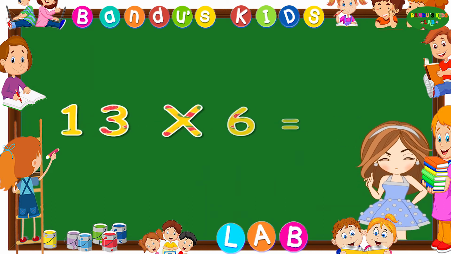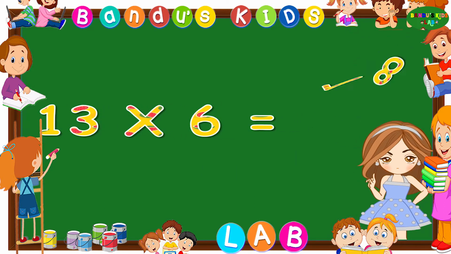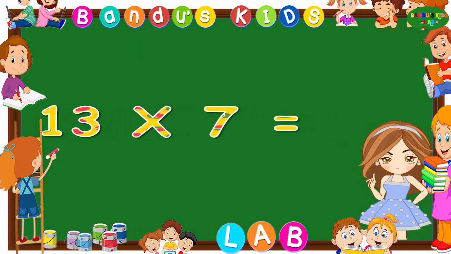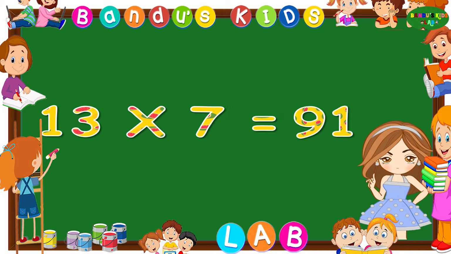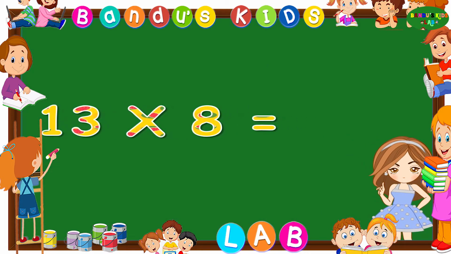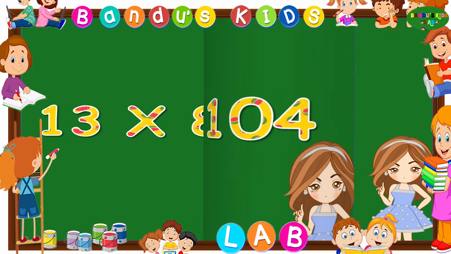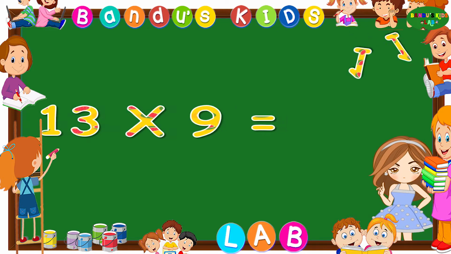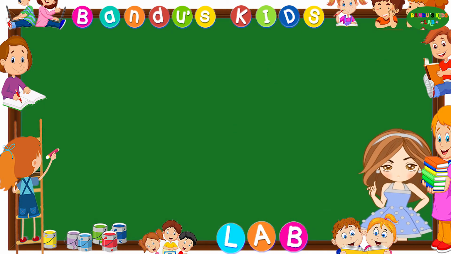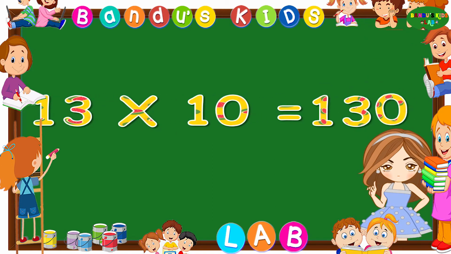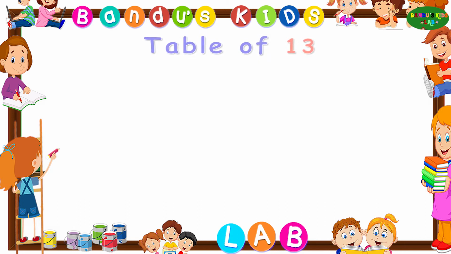13 sixes are 78. 13 sevens are 91. 13 eights are 104. 13 nines are 117. 13 tens are 130. Now let's revise the table of 13 by singing.